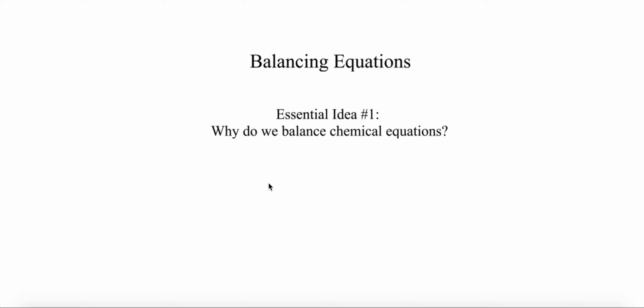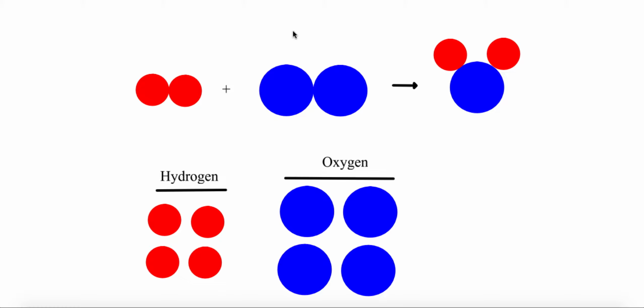Today we're going to take a look at balancing equations. So the first thing we want to focus on is why exactly do we need to balance a chemical equation? Let's take a look at this reaction to make water, where we have two atoms of hydrogen reacting with two atoms of oxygen to produce a water molecule.